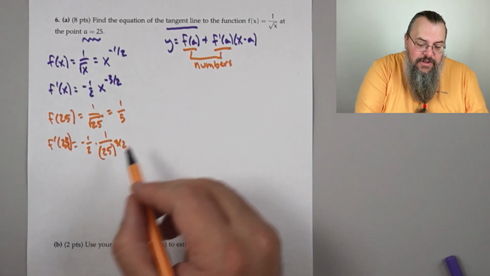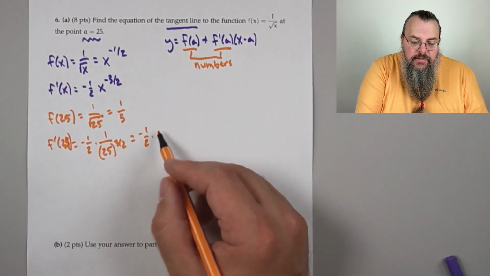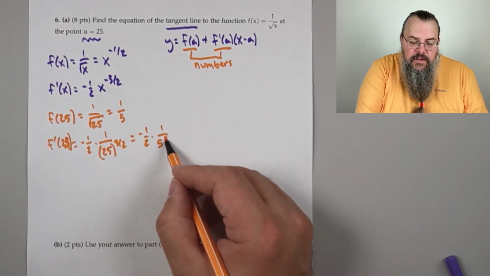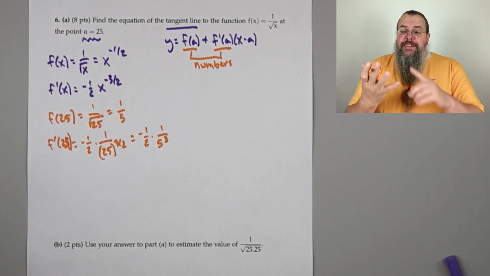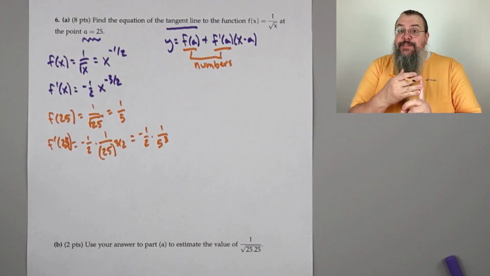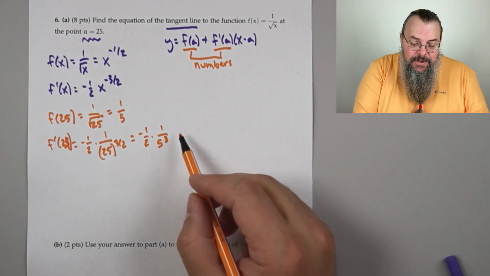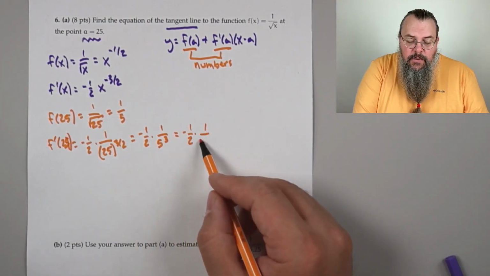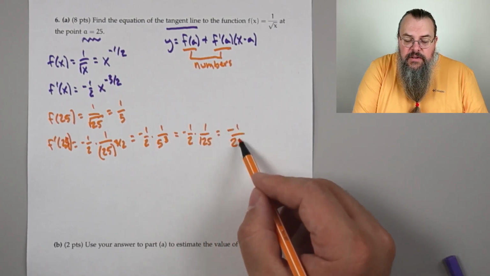So this is minus a half, and the square root of 25 is 5, so 1 over 5 cubed. That's a little more palatable. 5 times 5 is 25, times 5 again makes 125. So we get minus a half times 1 over 125, which is minus 1 over 250.